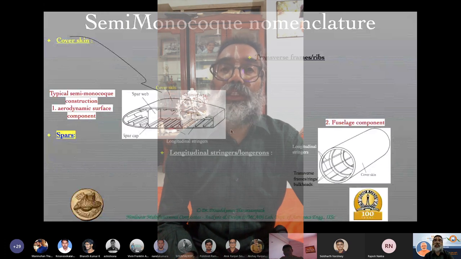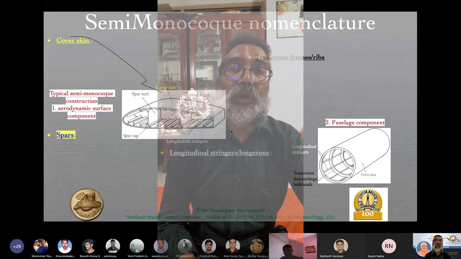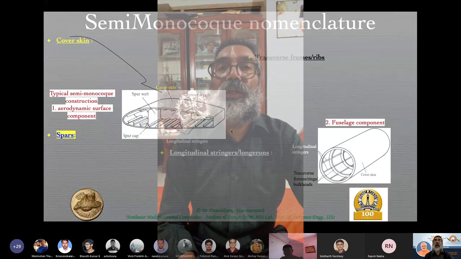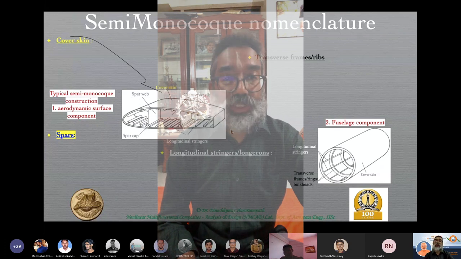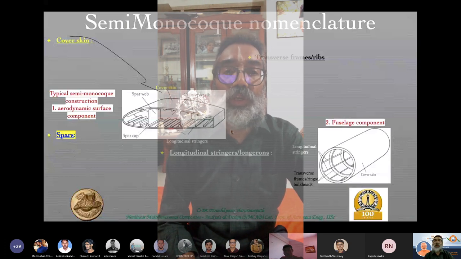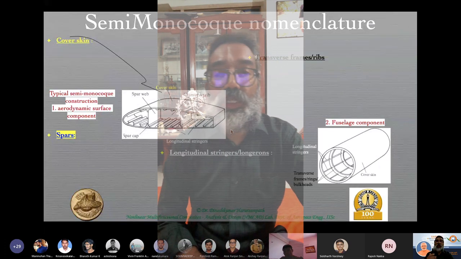on the other hand, in a semi-monocoque construction, the distribution in terms of weight percentage between the thin shell-like skin and the rest of the supporting or stiffening structures, the skeletal structure, is typically 50-50. It could vary from aircraft to aircraft and type of aircraft to aircraft, but predominantly it is in that kind of a ballpark thumb rule that you can start with.